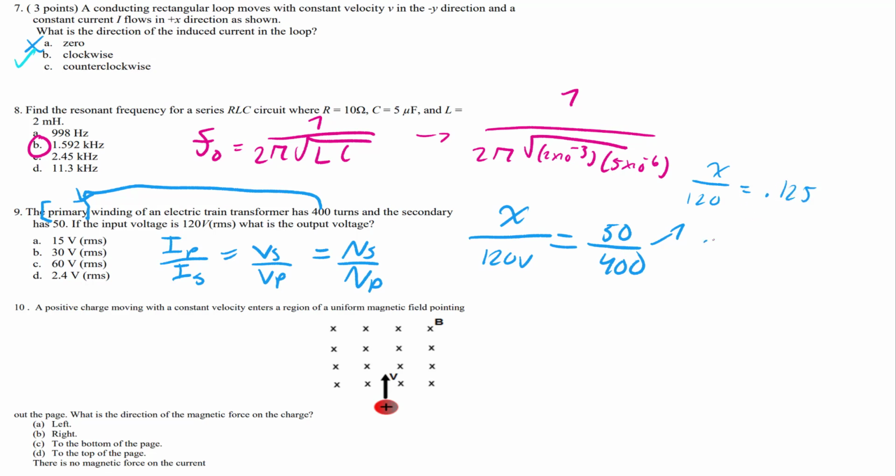Now I can multiply this by 120. So multiply 0.125 by 120. And it turns out that x is equal to 15. So x is equal to 15 volts.